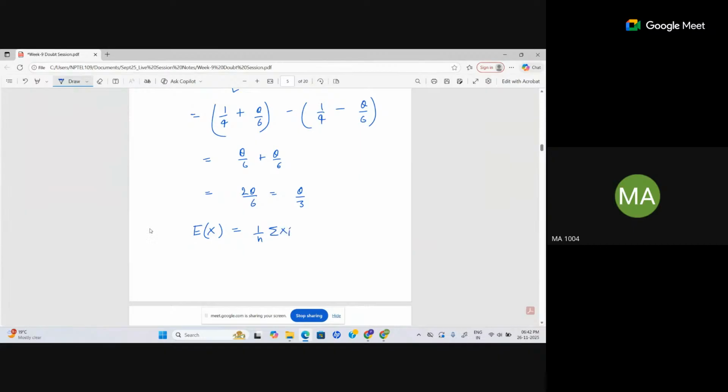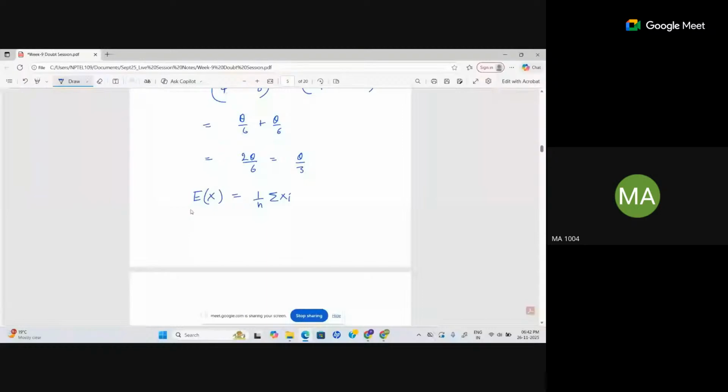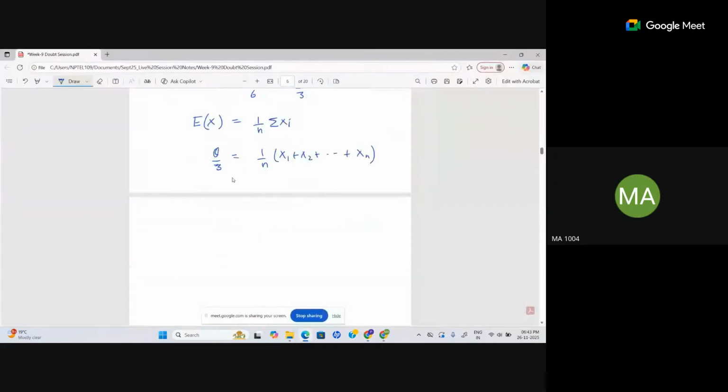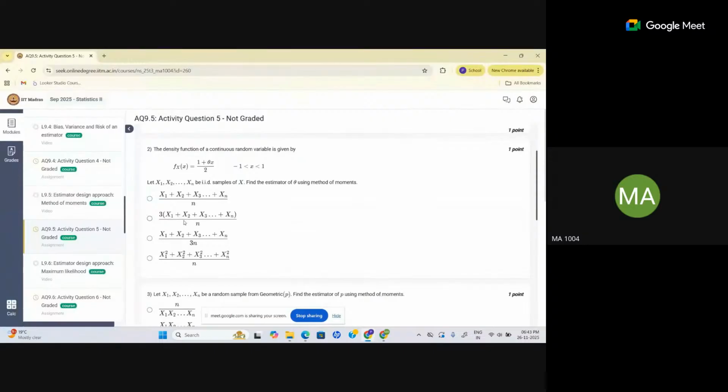This is something we did yesterday. So expectation of x is theta by 3. This should be equal to 1 upon n times (x1 plus x2 up to xn). Now we have to find the method of moments estimate of theta. So from here the value of theta will be 3 times 1 upon n (x1 plus x2 plus ... xn). This is theta MME. Now you can check which option is correct. So option B will be correct. Yes, ma'am.